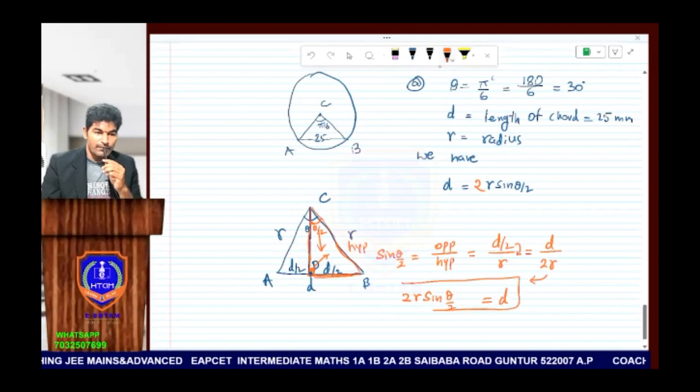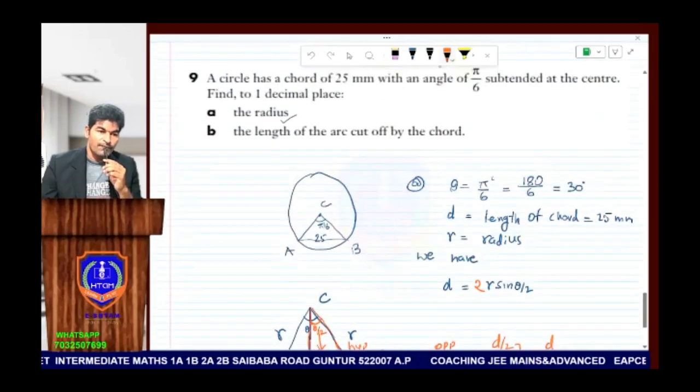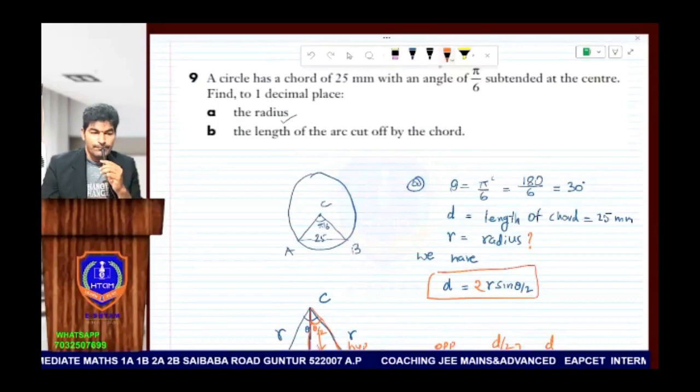This is the formula you should remember. If the question contains the length of the chord, the angle made by the chord at the center, and the radius, connecting these three values, you can calculate any one value if two are given to you. In the present question, we are going to use this formula to calculate the unknown, which is the radius.